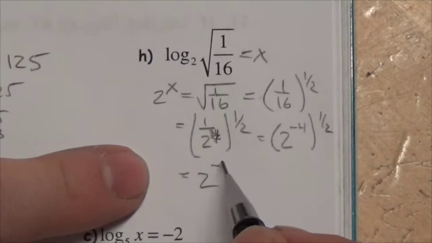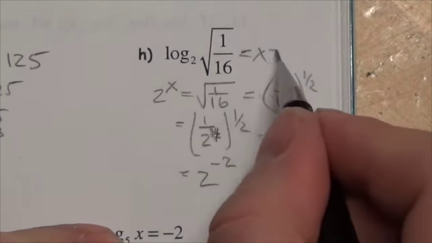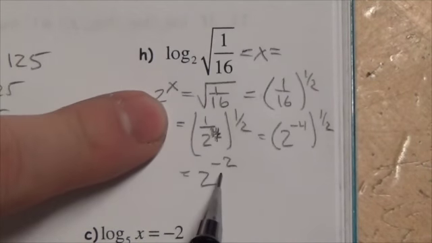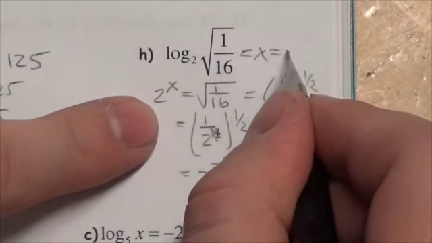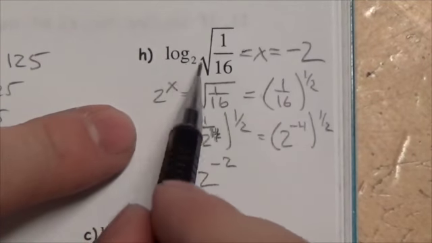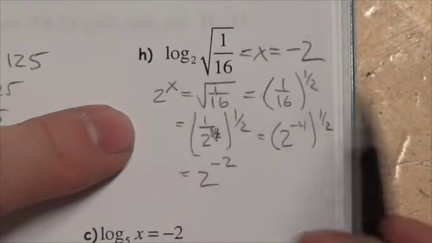Well, half of negative 4 is going to be negative 2. So therefore, x has to be the same as negative 2 because I've got power equal to power and the bases are the same. So that means the value here, the log base 2 of the square root of 1/16, must be negative 2.